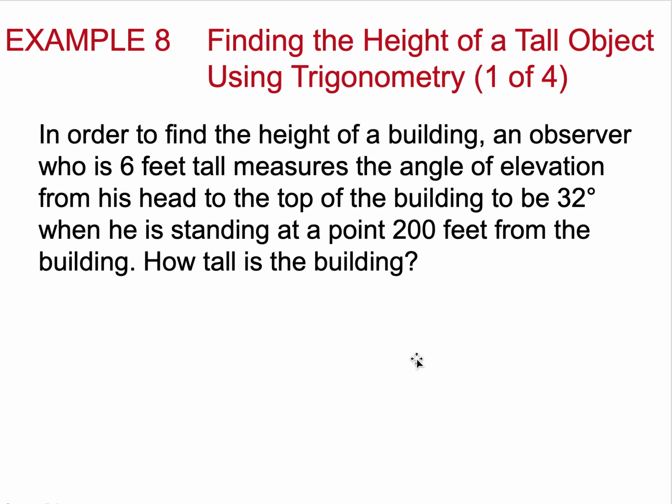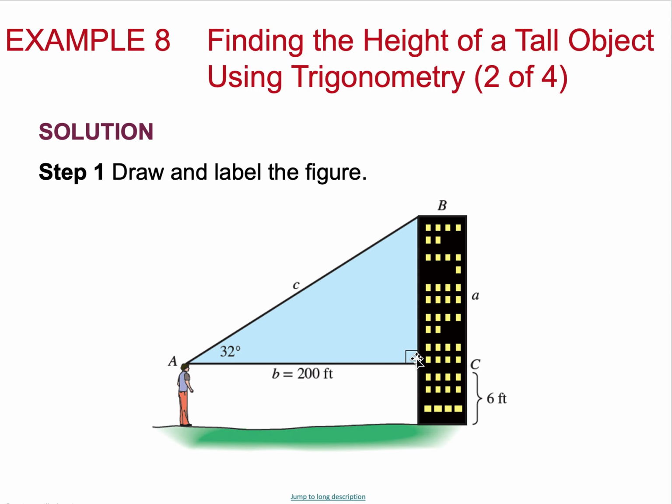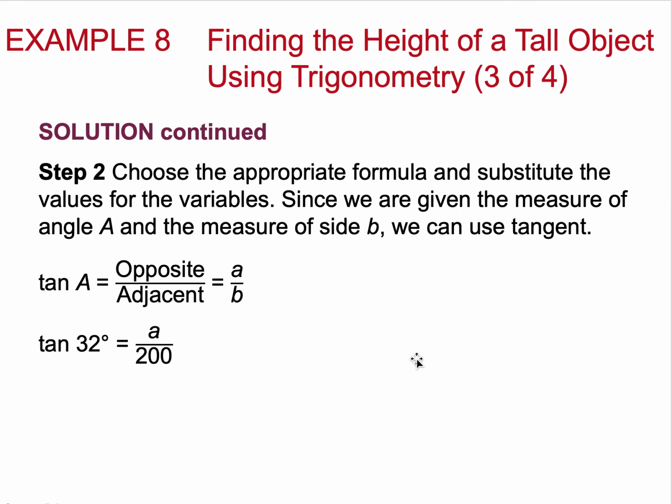In this word problem, the first step is to draw the image, because if you don't draw the image, it's not going to make sense. Now, what's interesting about this image is that there's a 6-foot gap between the ground and the angle because the person is 6 feet tall. And so once you see that in the image, it does make it a bit easier.